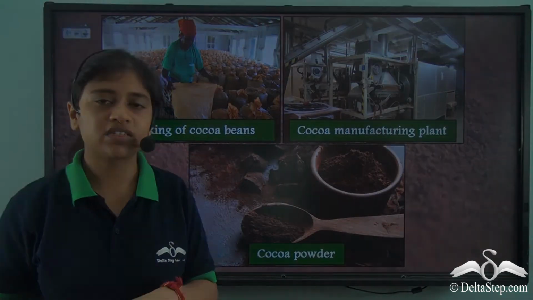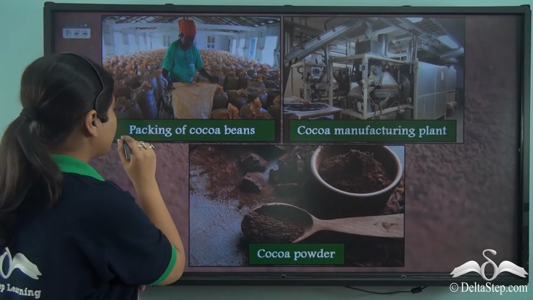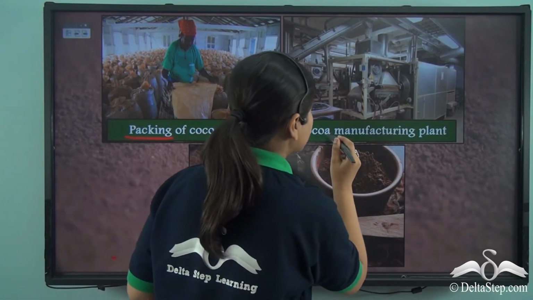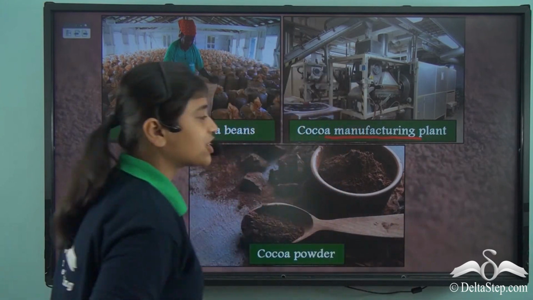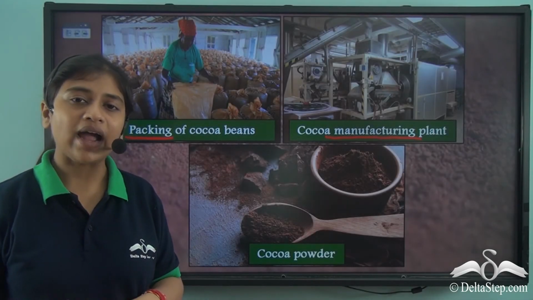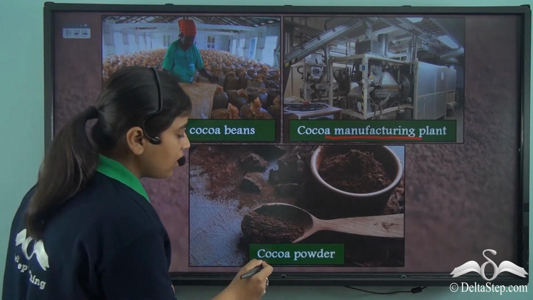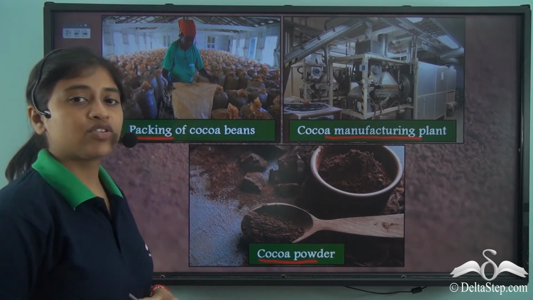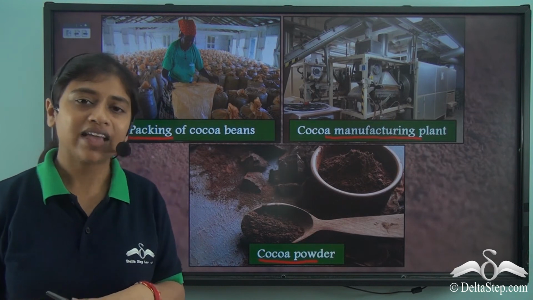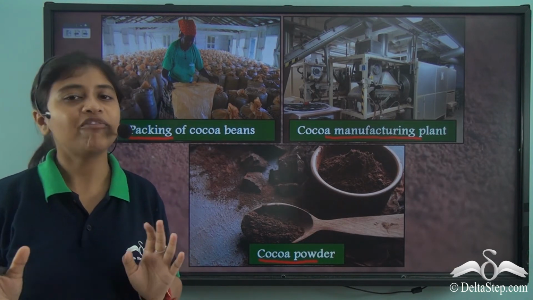After they are roasted, the cocoa beans are then packed and sent to the cocoa manufacturing plant, where they are processed to provide us with different byproducts. And from there, we get the cocoa powder. The cocoa powder is then again used for a number of purposes.